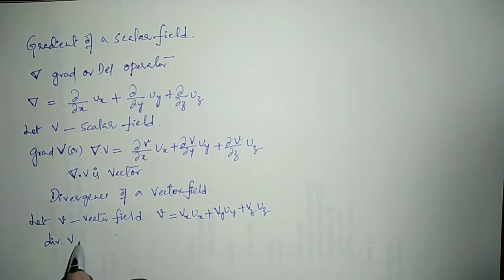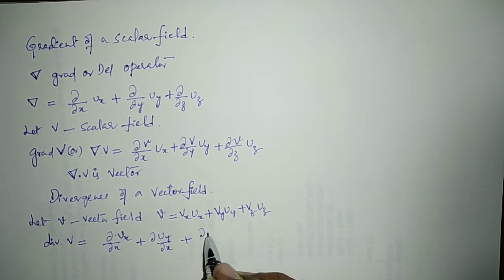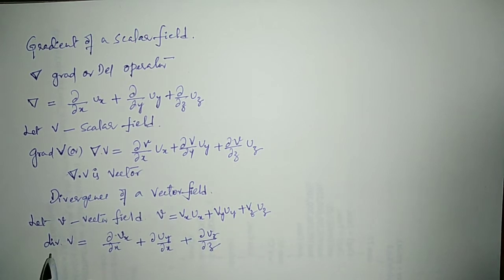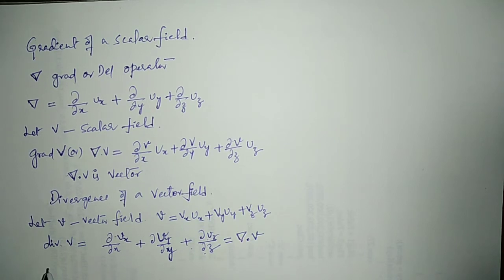Divergence of V equals dou by dou x of Vx plus dou by dou y of Vy plus dou by dou z of Vz. Divergence of V is equal to dou Vx by dou x plus dou Vy by dou y plus dou Vz by dou z. This is nothing but del dot V. Divergence of a vector is a scalar.